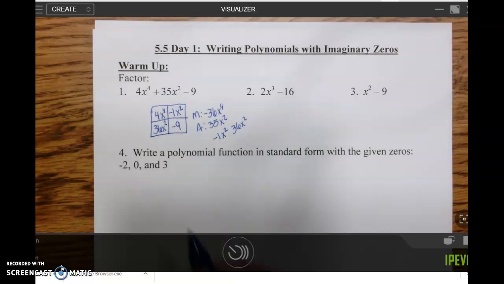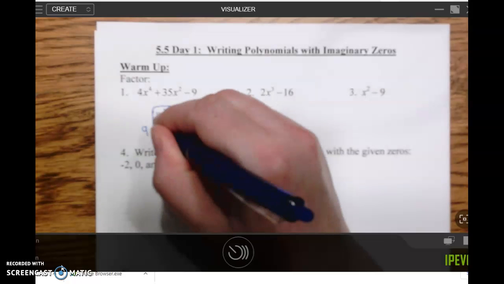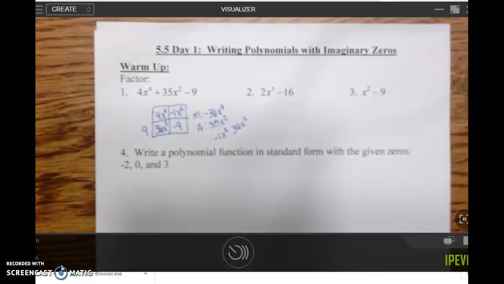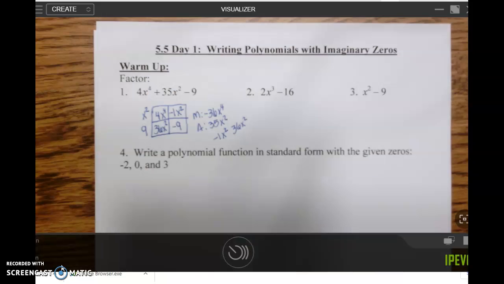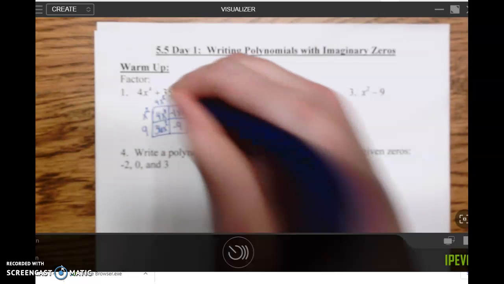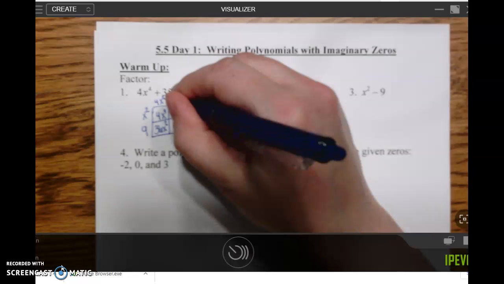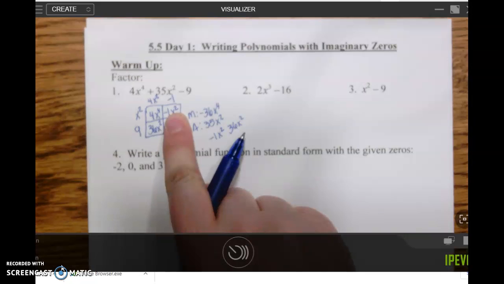So between the 36x squared and the negative 9, those both divide by 9. This edge is positive, so I'm taking out a positive. Here I can take out 1x squared or just x squared between those two. Vertically I have a 4x squared and also a negative 1. Okay, and again it's negative because that edge is negative.